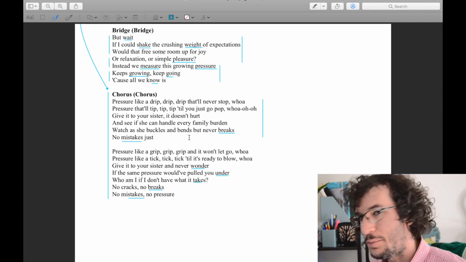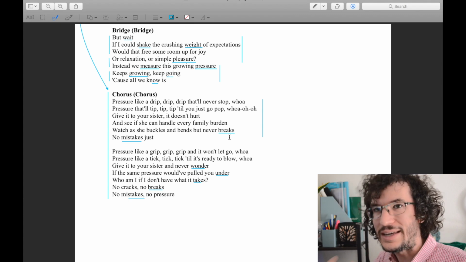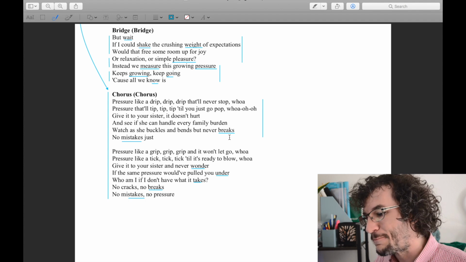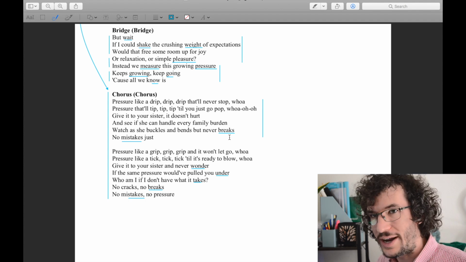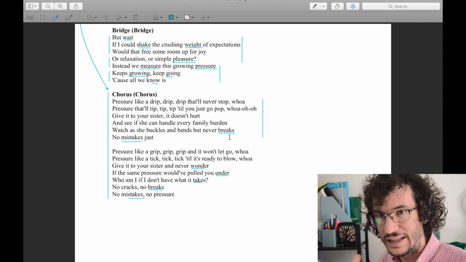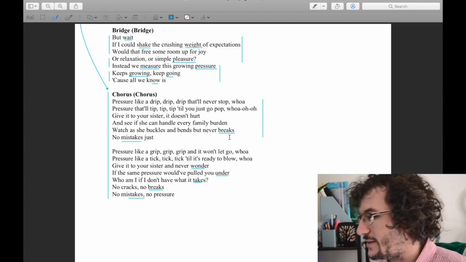So, "buckles and bends but never breaks." That's a phrase that you can use to not mean what you want it to mean, as in a bridge could bend and buckle and break, but in this case we're talking about a person bending and buckling and breaking, and they're not literally doing that, but it makes sense because we've been talking about pressure this whole time, right?